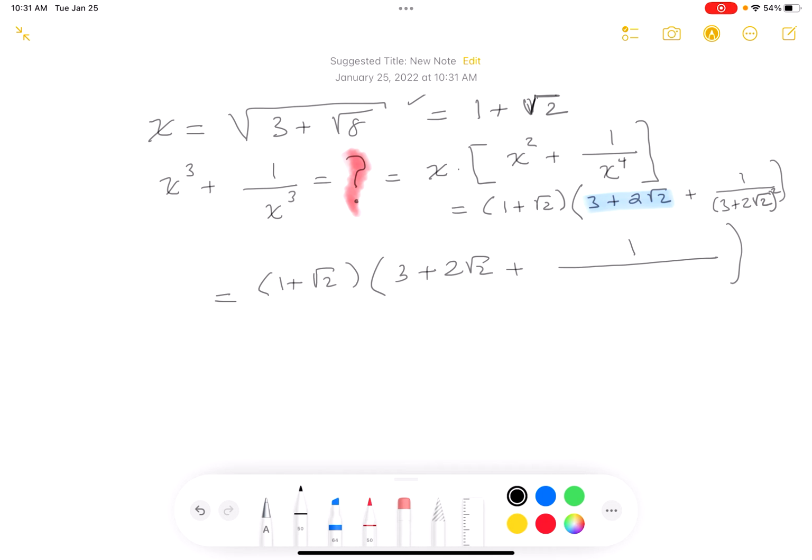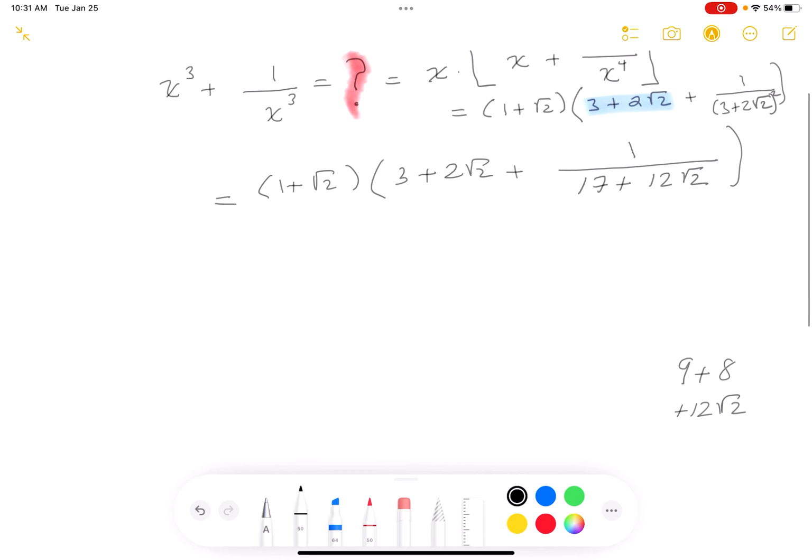Let's write this down carefully. 3 squared is 9. Let's see, 2 root 2 squared is 8. And then you get 6 and 6, 12 root 2's. All right, let's make sure that's 9, 8, and 6 and 6 is 12. So that's 17 plus 12 root 2's. All right, let's keep going. Looks pretty complicated, but it's just arithmetic at this point.